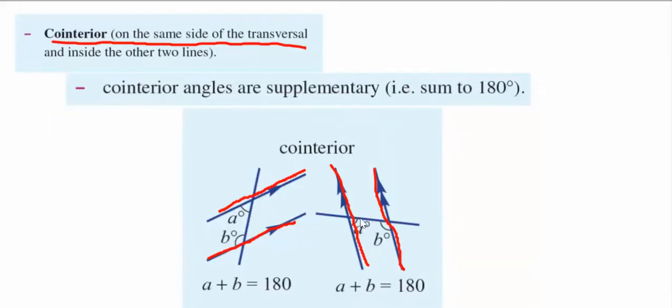The co-interior are on the same side as the transversal lines, and I might get rid of those lines. So as you can see, they are on the same side of the transversal line, inside the two parallel lines, but on the same side of the transversal lines. Now, co-interior angles are a little bit different. They add up to 180, so both these angles will add up to 180 degrees. Make sure you get all of them down on your note-taking sheet, and let's get into some examples.